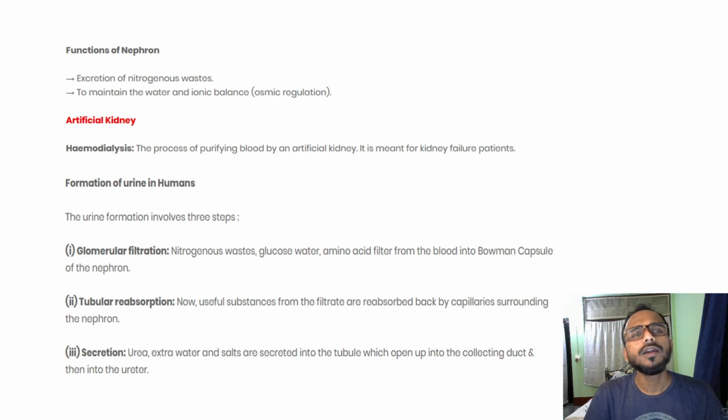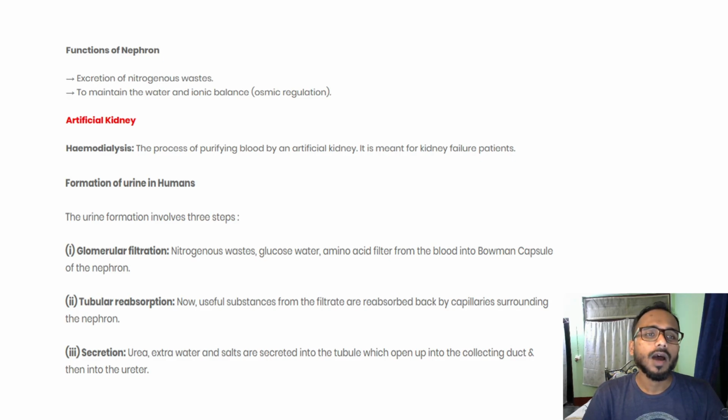Okay, and another function of the nephron is to maintain the water and ionic balance in our body. So if the nephron is not working, if the kidney is not working properly, the balance of water and the ionic balance in your body will be disturbed. So these are two very important functions of nephrons.